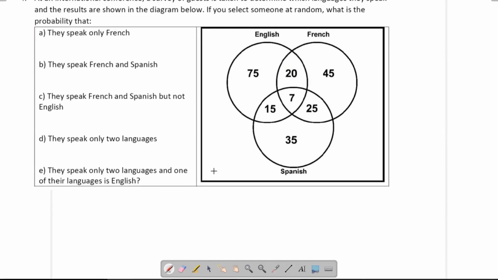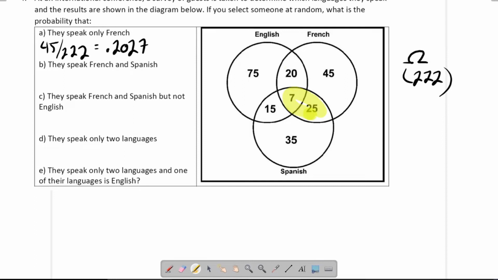Question number 4. So similar to the last one, I'll go through it a little bit quicker as a result. This time they're saying, okay, we're looking for the probability that somebody speaks only French. So only French is 45 out of the total. And in this case, if you add them all up, if we look at the sample space, it is 222 people that were sampled. So it's 45 out of 222, which you can convert to a decimal if you choose to, 0.2027.